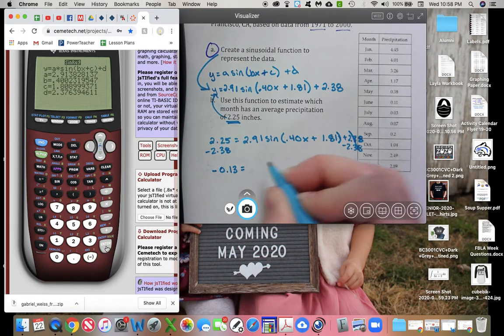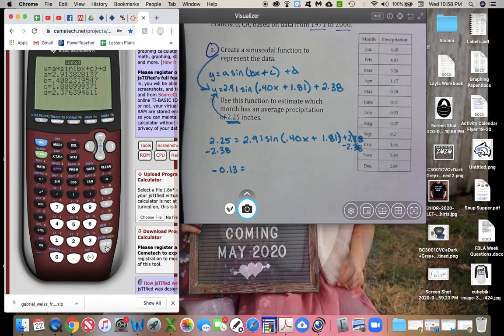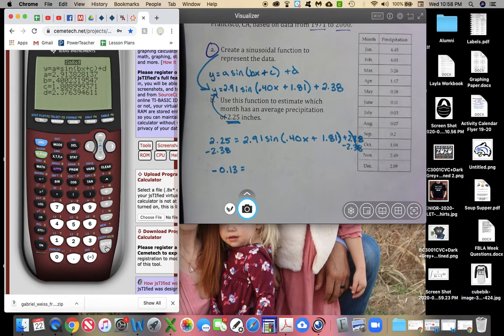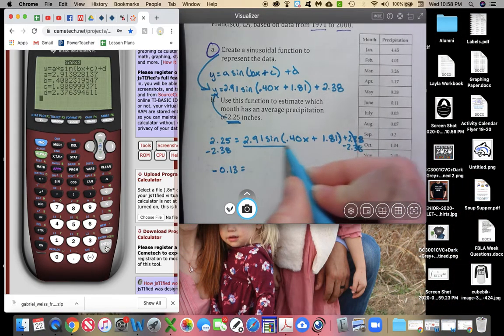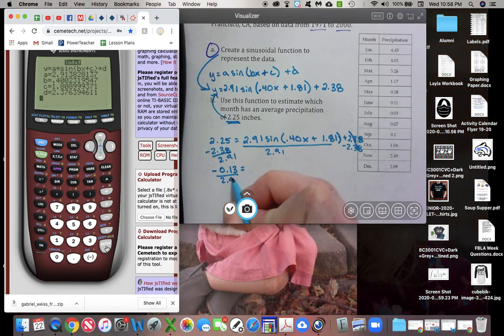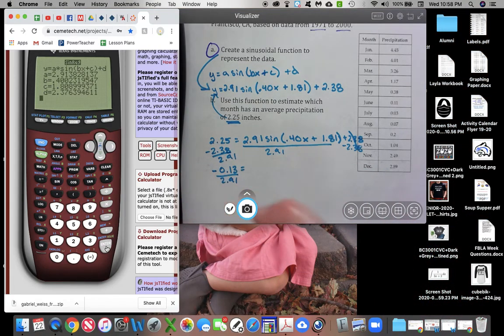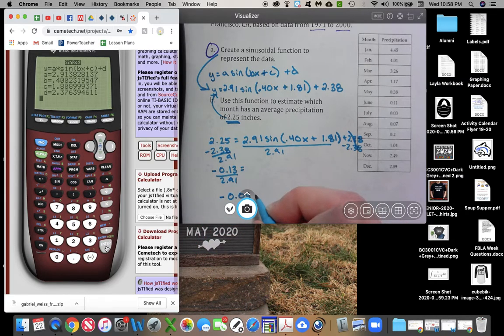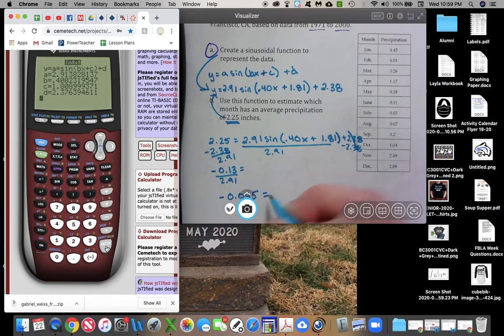Okay, all right, let's do one more thing before I rewrite all this. After I subtract that over, I'm going to divide by the 2.91. I'm going to do that all at the same step. So I'm going to divide this guy by 2.91, and I actually get negative 0.045 equals. Okay, so that's gone.